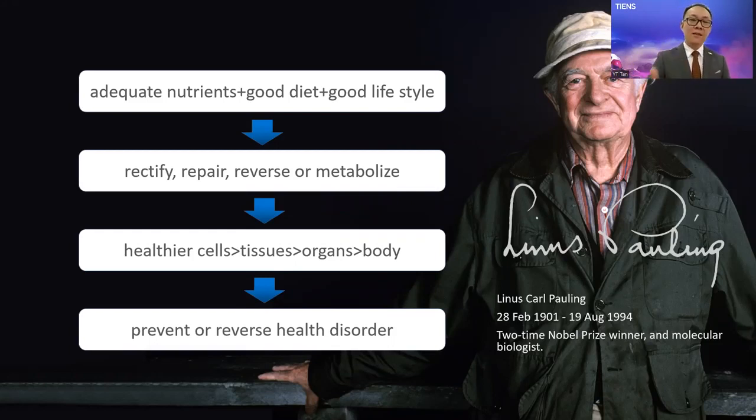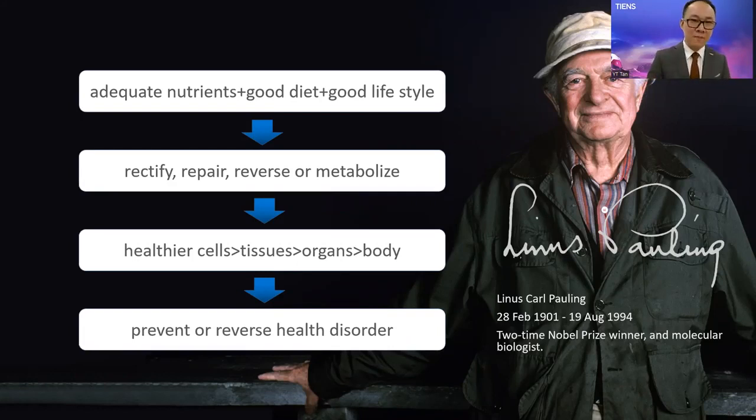So at the end, you can prevent or reverse your health disorder. Everything is very simple. The code is very simple. It's just like 1 + 1 + 1 = 3. Adequate nutrients plus good diet plus good lifestyle is sufficient to prevent and reverse your health disorder.